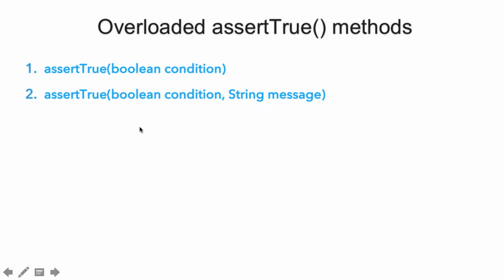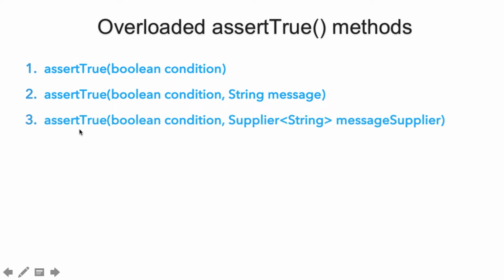What this method does is, whatever boolean value we have passed to it, it asserts whether it is true or not. So if the boolean value is true, the test case will pass. And if the boolean value is false, the test case will fail. And when the test case fails, along with the assertion failed error, there will be the customized message which we have provided.